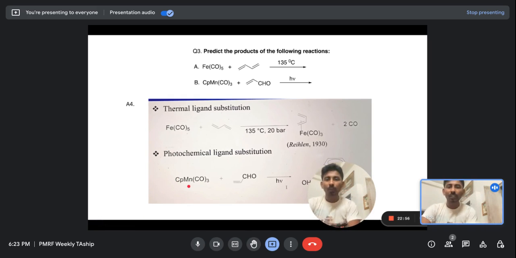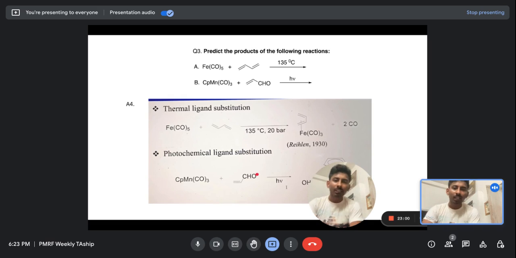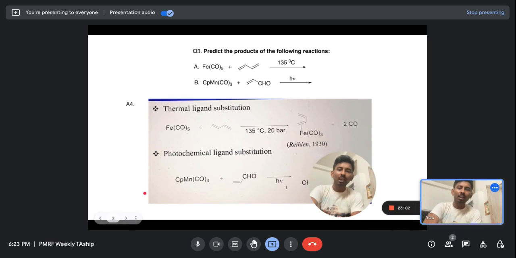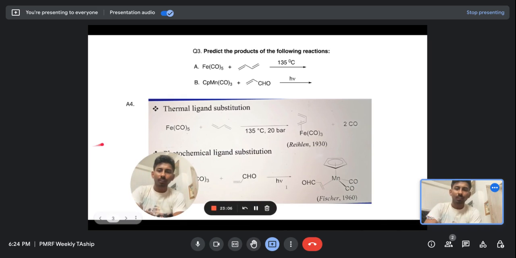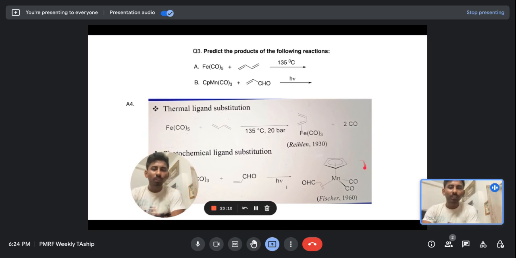So when it is treated with an alpha beta unsaturated aldehyde or carbonyl compound under photochemical conditions, what is the product? This is the product. You can see that this double bond, this olefinic moiety, is a 2 electron donor, because the keto bond is much less electronically efficient. So unlike butadiene, it cannot donate to this manganese center. Only this double bond is capable.